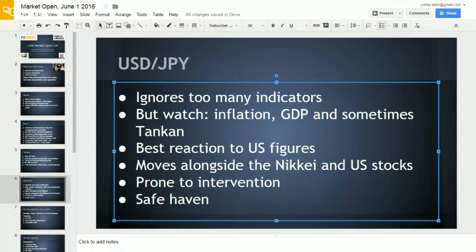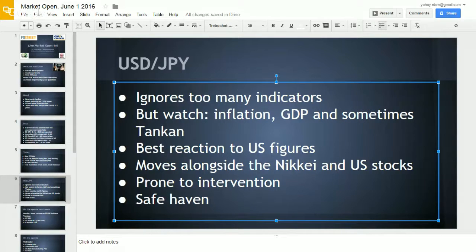Point number 3, a big influencer of dollar yen is stocks. When the Nikkei stock index goes up, the dollar yen goes up. In most cases, not all the time, but in many cases. Same thing with US stocks: stronger US stocks and dollar yen goes up, weaker US stocks, weaker Nikkei, and we have falls in this pair. So a very good correlation with stocks. In the past, there was a good correlation also with bonds, but I would say stocks have a great impact.